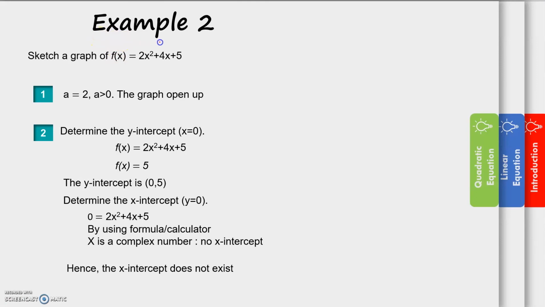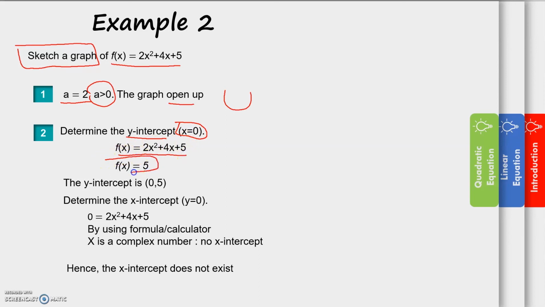Now let's go to example 2. Let's say we have f(x) equal to 2x squared plus 4x plus 5, and this question asks us to sketch a graph. First step, we need to check the a value. The a value here is equal to 2, which is greater than 0, meaning that our graph opens up. Then the second step, we need to determine the y-intercept, by setting x equal to 0. When x equals 0, we substitute in our f(x), and we get f equal to 5. This means the y-intercept is (0, 5).